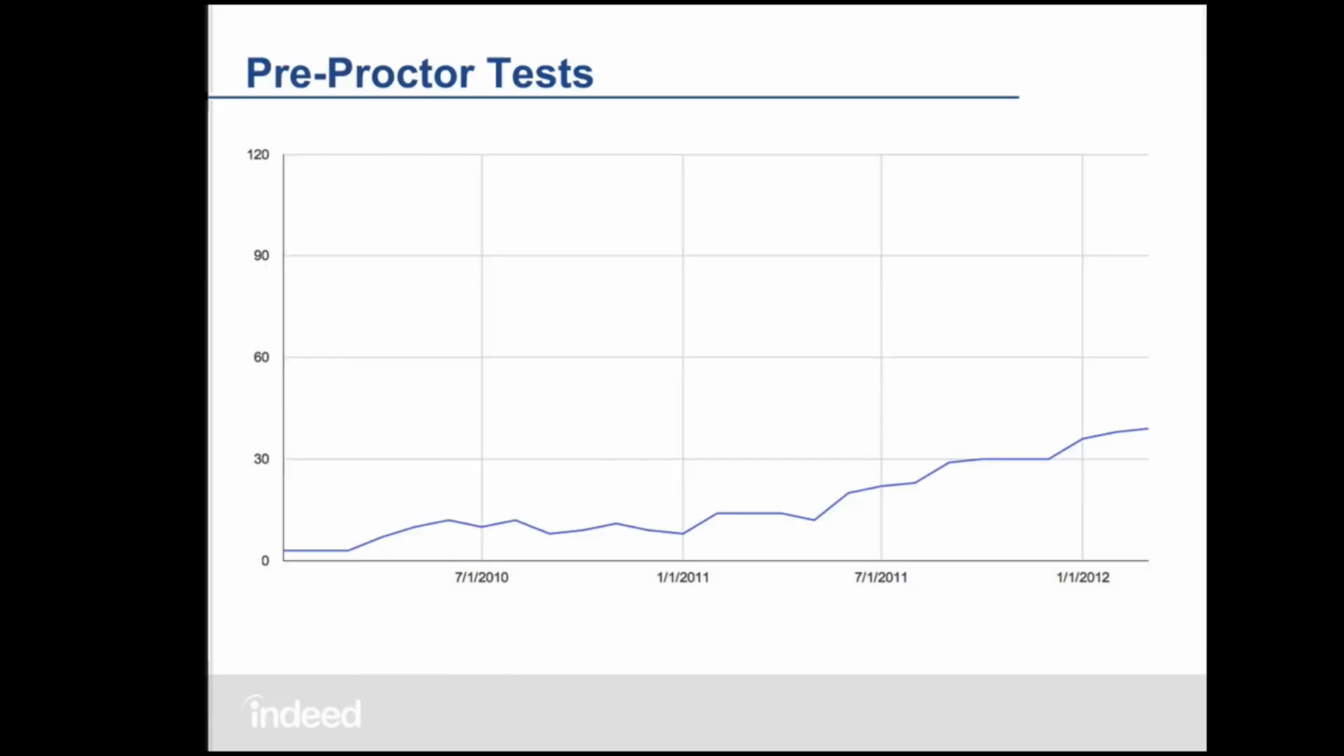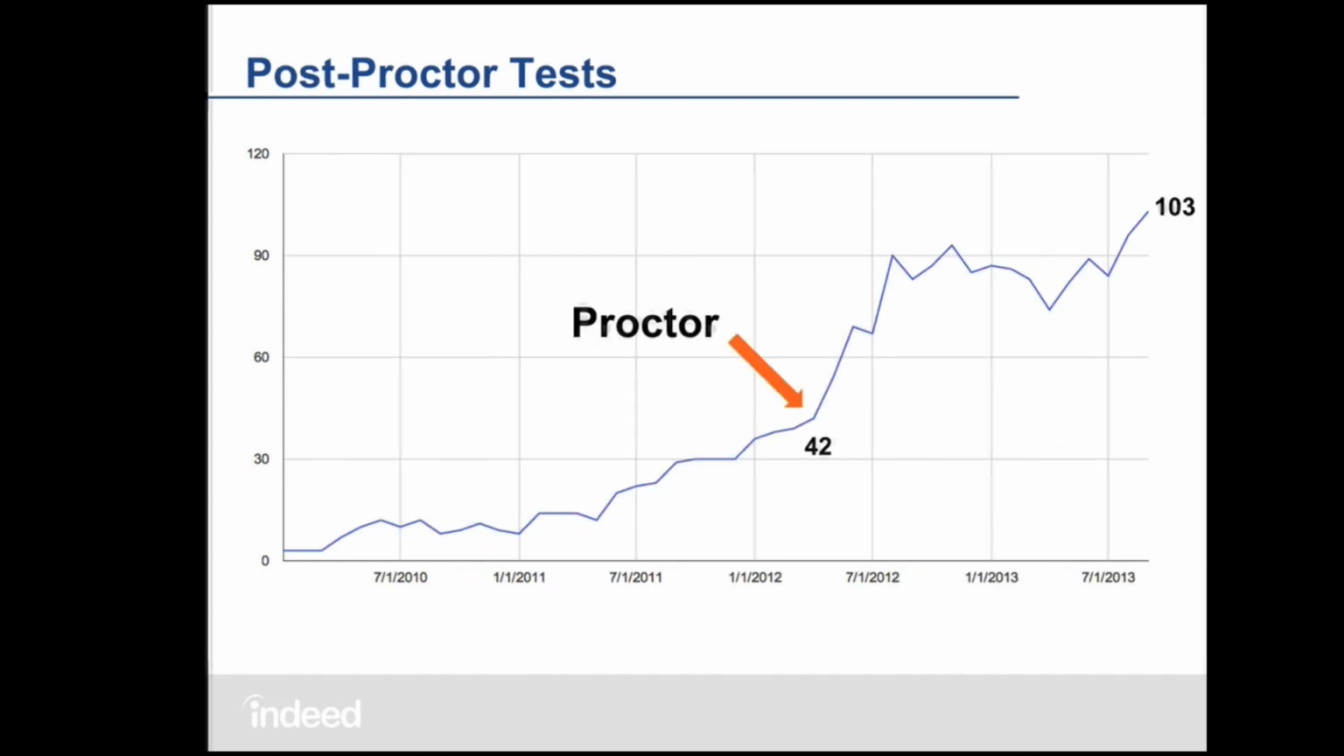I showed this graph earlier. This is the number of tests we're running simultaneously per month. And around March of 2012, we were running 35, 36 tests a month. And then in April of 2012, we released Proctor and started using it for more tests. And this is what happened.